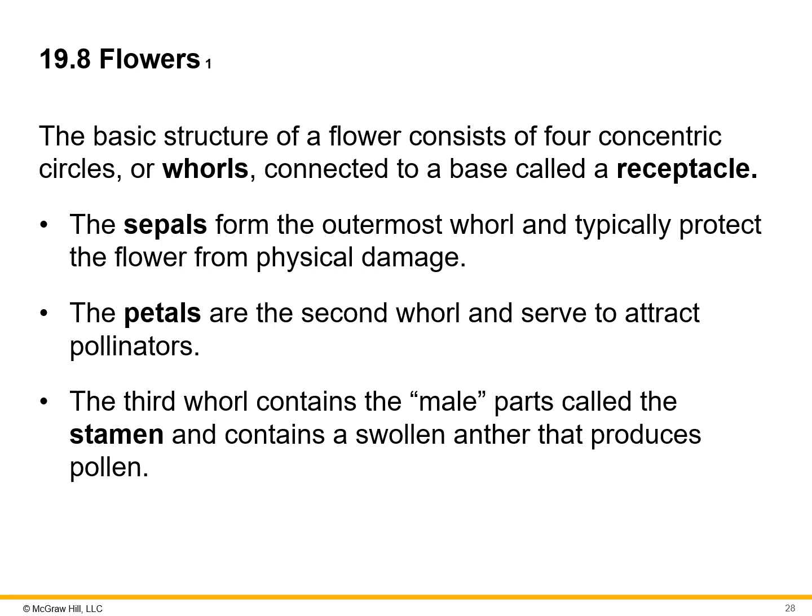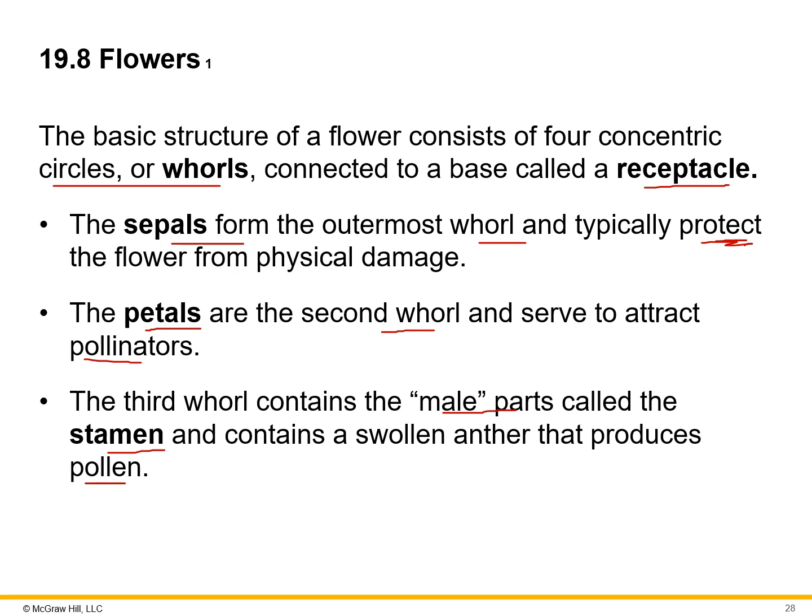So our flowers have a basic structure. They have 4 what are called concentric circles or whorls, connected to the base of the flower called the receptacle. There are sepals that form on the outermost of those whorls, and their job is protection from physical damage. Then the petals are on the second whorl, again that concentric circle, and those attract the pollinators. And then on the third whorl, the male parts called the stamen contain a swollen anther that makes the pollen. Again, the pollen is the male gametophyte.